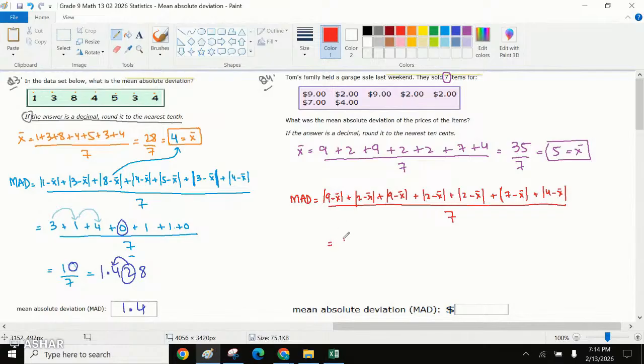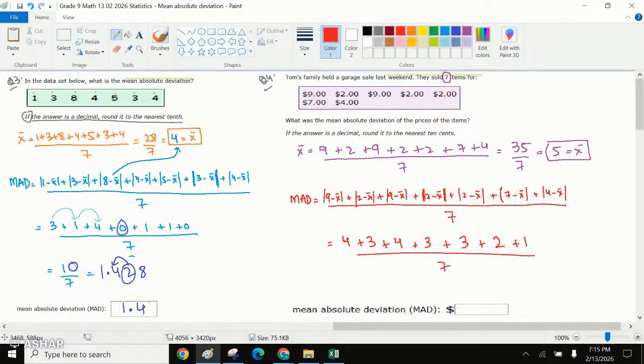9 minus 5 is 4, it stays 4. 2 minus 5 is negative 3, it becomes positive 3. 9 minus 5 was 4. 2 minus 5 is negative 3 with an absolute function, it becomes positive 3. 2 minus 5 is negative 3, positive 3. 7 minus 5 is 2. And 4 minus 5 was negative 1. It becomes a positive 1 with an absolute function.